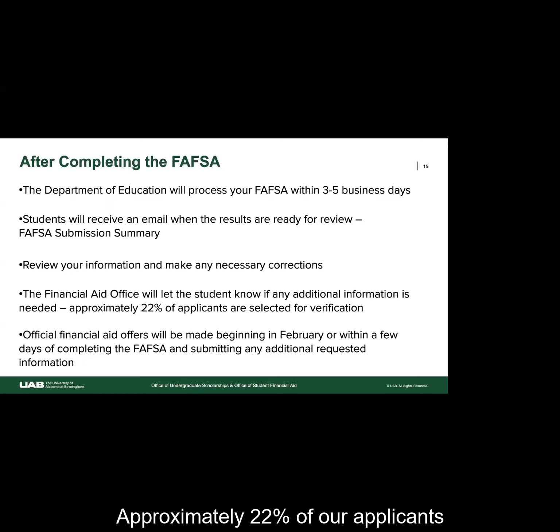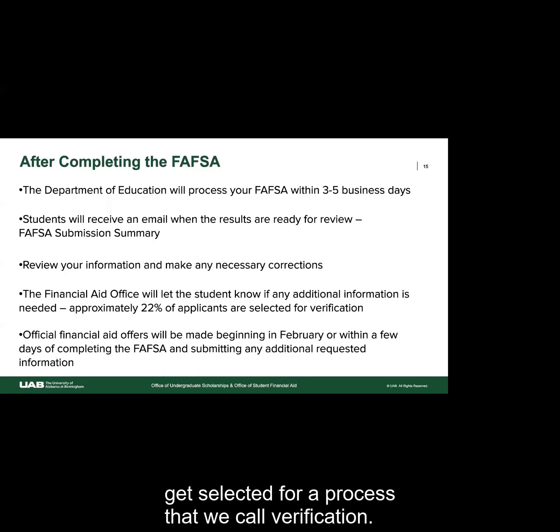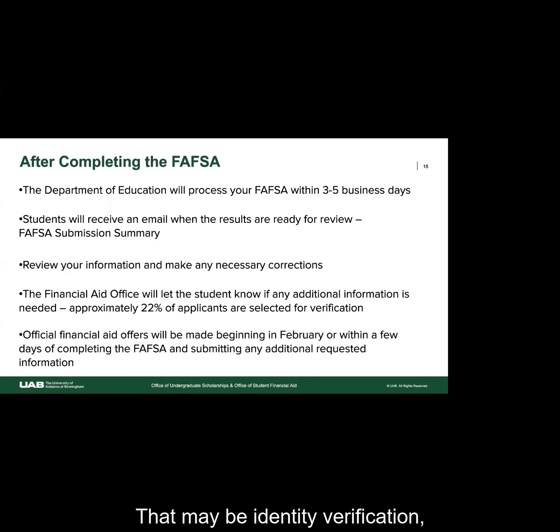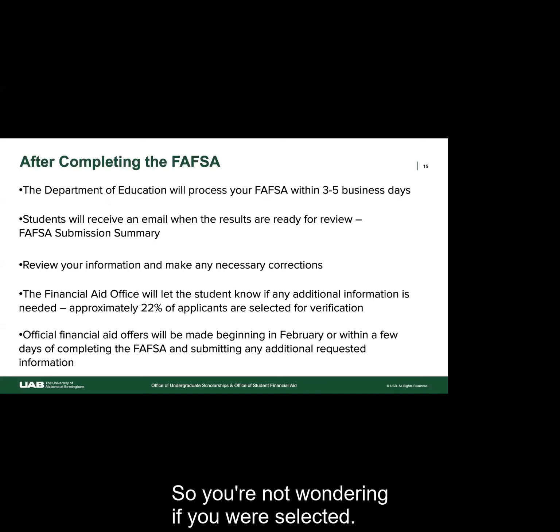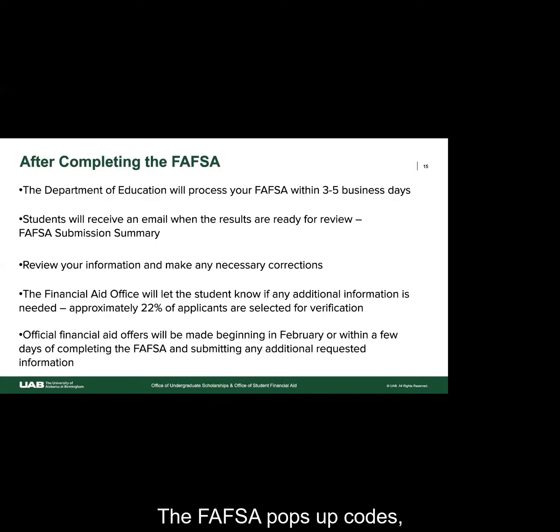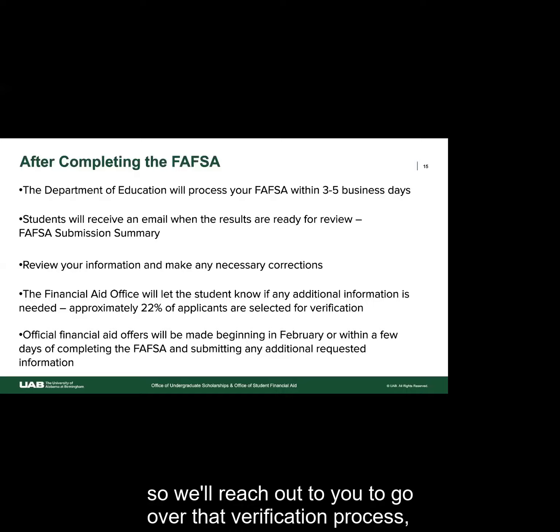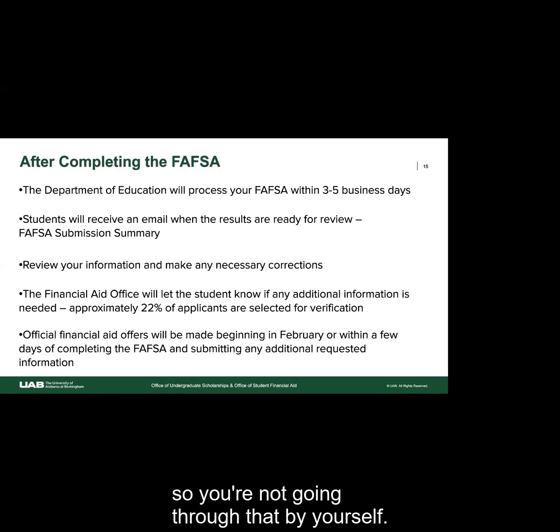Approximately 22% of our applicants get selected for a process that we call verification. That may be identity verification, that may be tax information verification, but once you're selected, we will reach out to you. So you're not wondering if you were selected. The FAFSA pops up codes, so we'll really reach out to you to go over that verification process. So you're not going through that by yourself.